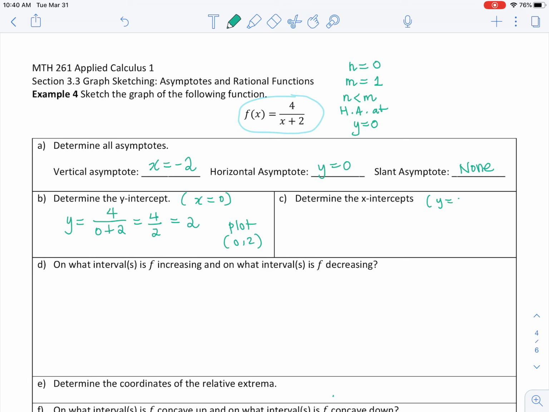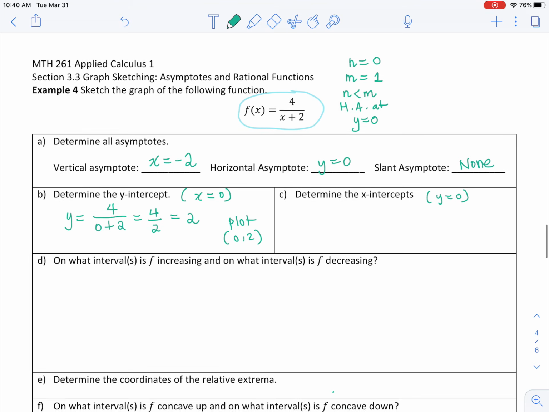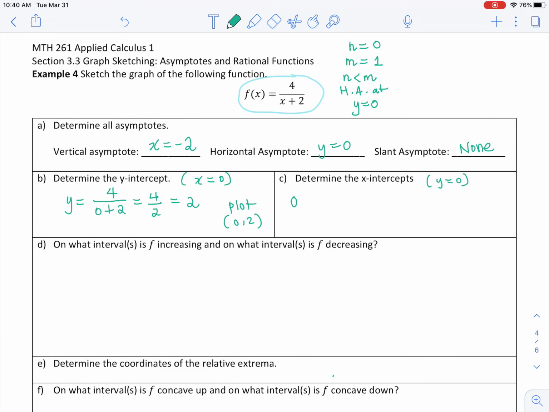Now let's find the x-intercept. That's when the y value is equal to 0. So set the entire function equal to 0. So say 0 equals 4 over x plus 2. Now let's try to solve this. What you can do is you can multiply both sides by x plus 2, right?